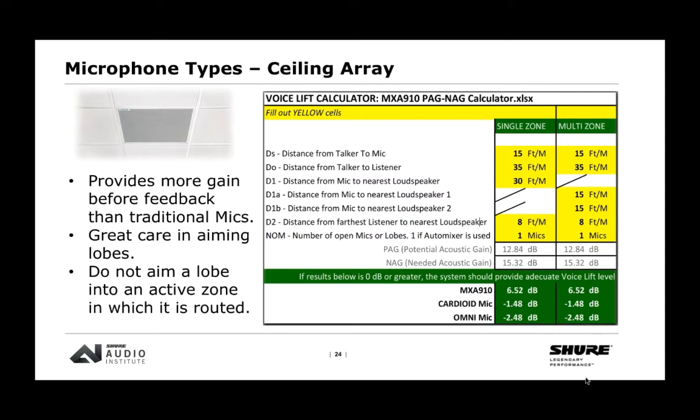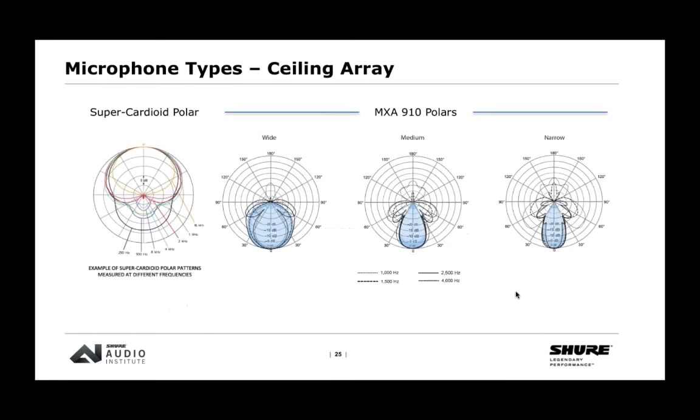And you can see that from some of the calculations here in the spreadsheet that we actually have, I would say, at least a 6 dB increase over traditional cardioid and omni microphones when we're using the MXA 910 to improve the gain before feedback. And how do we get that? Well, we get that because of how directional each of the lobes are. On the far left over here, we have an example of a supercardioid polar pattern, and it obviously is more broad than any of the lobes that we've measured, whether it be in the wide, medium, or narrow setting on the 910.